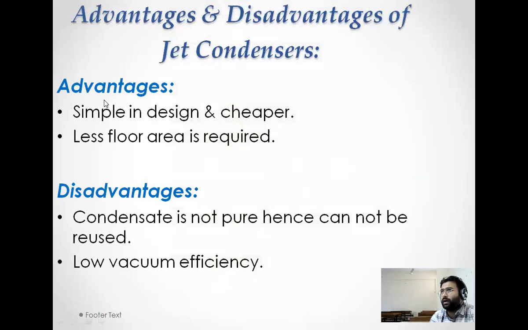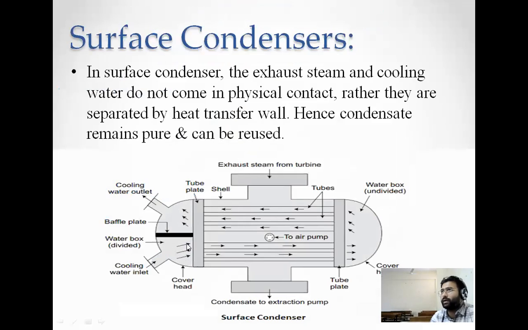Then we have seen the advantages and disadvantages. Jet condenser is simple in design and cheaper, but in this case, the condensate water is not pure. Again, we have low vacuum efficiency. What is vacuum efficiency? We'll see later.